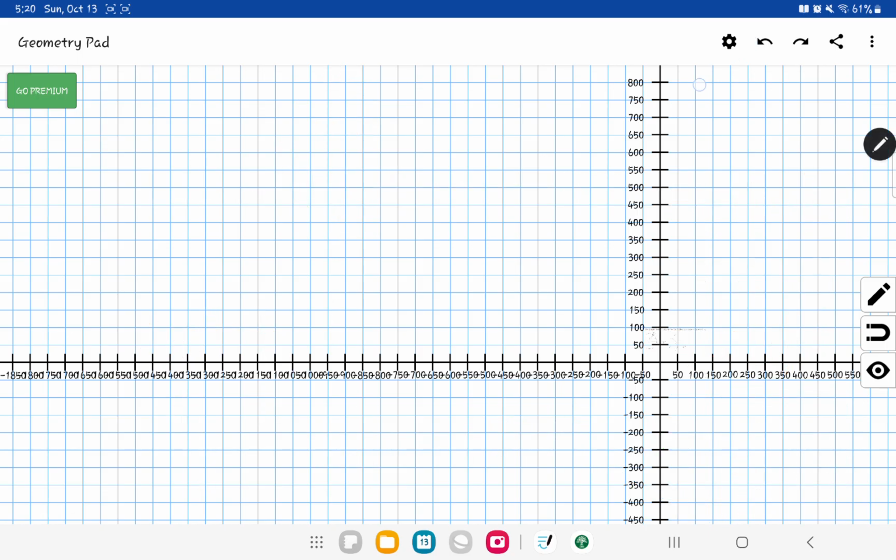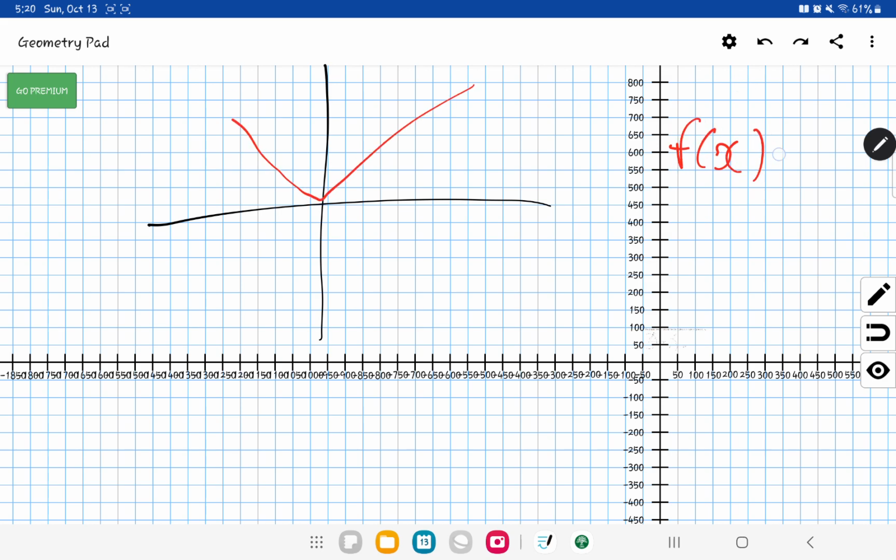Now, of course, we have vertical shifting and we have horizontal shifting. So let's take the basic absolute function. So f(x) is equal to the absolute value of x, y is equal to the absolute value of x, or f(x) is equal to y.